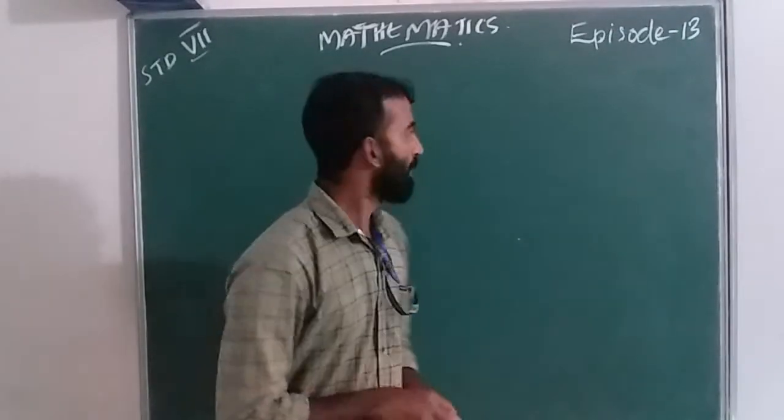A fraction is p by q, where q is not equal to 0. Any doubt from that section? In the previous class we started with example 2, and today we are going to discuss example 3. What is example 3?